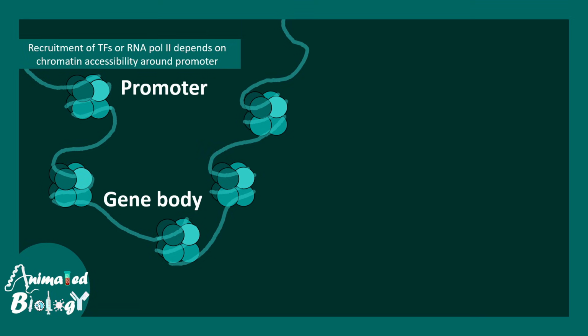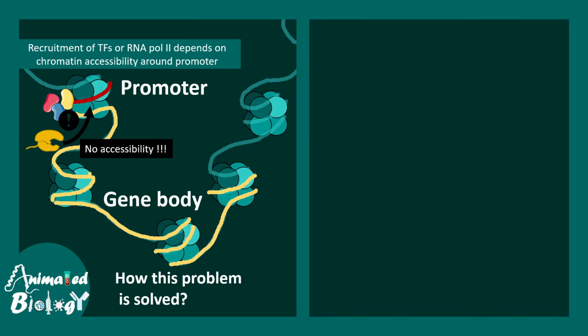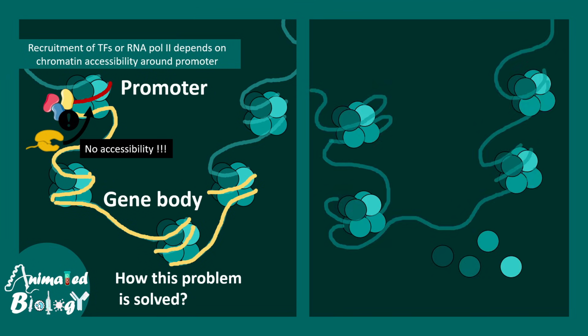So imagine we have a gene body and a promoter. Both would be part of the DNA, and this would be wrapped around a histone, right? So that means the transcription factor needs accessibility to start gene transcription. When there is no accessibility, there would be no transcription. So how is this problem solved? One way the problem can be solved is histone modification. The other way is remodeling the nucleosome.